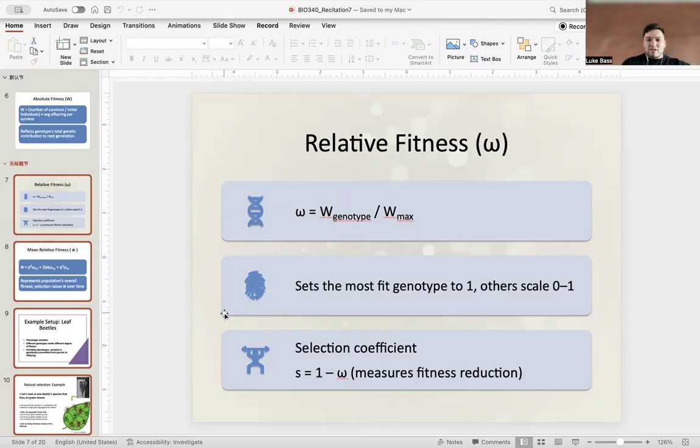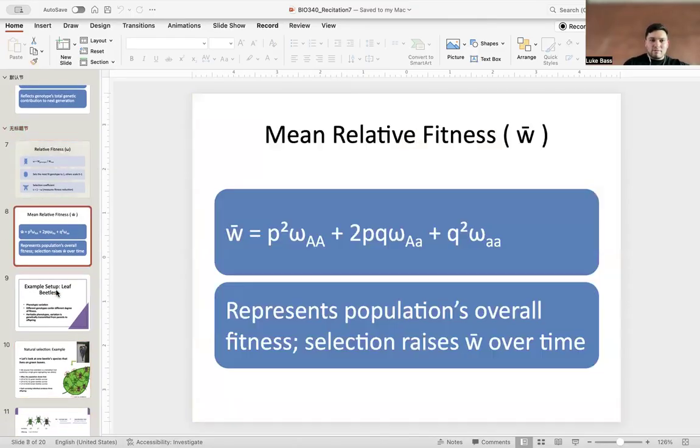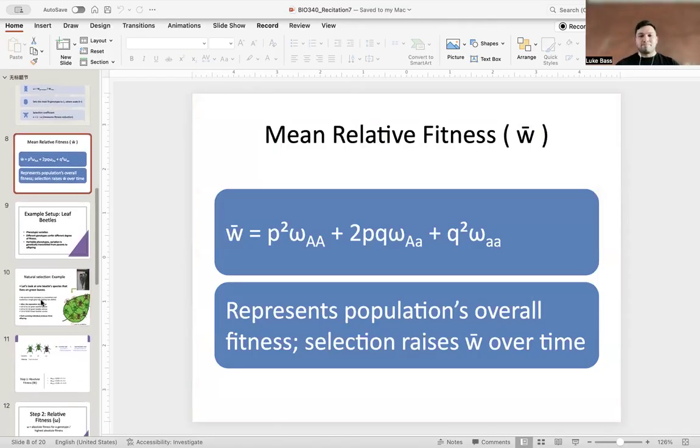Then we have a selection coefficient, S, which is 1 minus the relative fitness. And that measures fitness reduction. So looking at mean relative fitness, which is slightly different, we have this interesting equation. I'm not going to just read it like it's alphabet soup, but it represents the population's overall fitness. And selection raises the mean relative fitness over time.